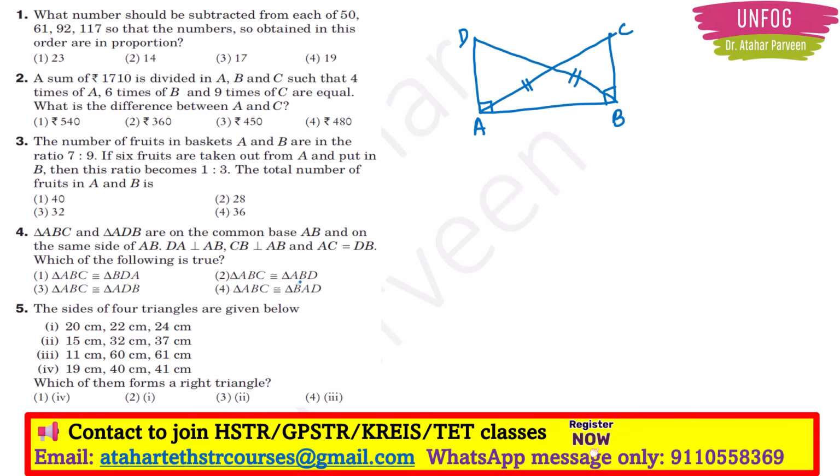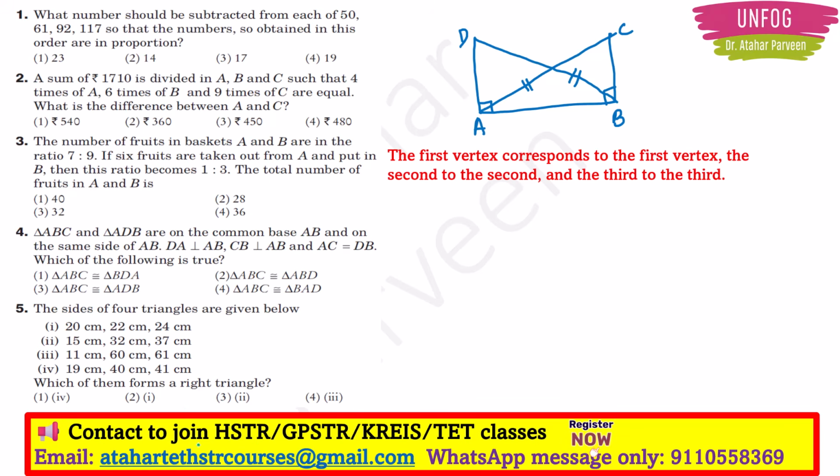Then triangle ABC is congruent to triangle ABD. Triangle ABC is congruent to triangle ADB. Triangle ABC is congruent to triangle BAD. Now seeing the options, you may feel that all options are similar because they are talking about one triangle only on the right hand side, right? On the left hand side, it is triangle ABC. Every time in the four options, they are telling that it is congruent to BDA, ABD, ADB, BAD. But they are talking about one triangle only. You get my point, right?